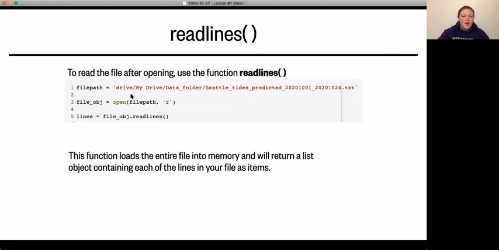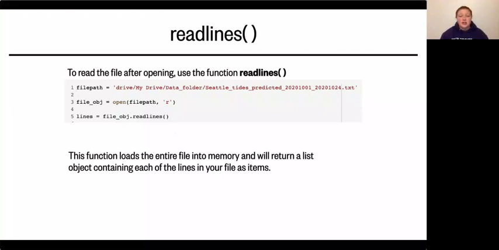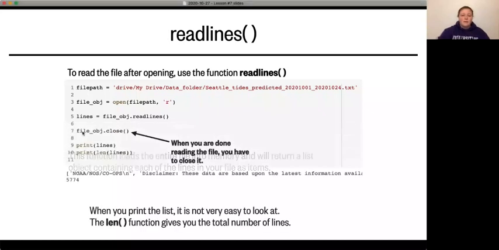So again, we have our file path, our file object that we open, but we haven't read it yet. And then we say a variable lines is equal to our file object dot readlines, and then parentheses to make it a function. What this function does is it loads the entire file into memory, and then it'll return a list with the variable name lines, and that list contains each of the lines as list items.